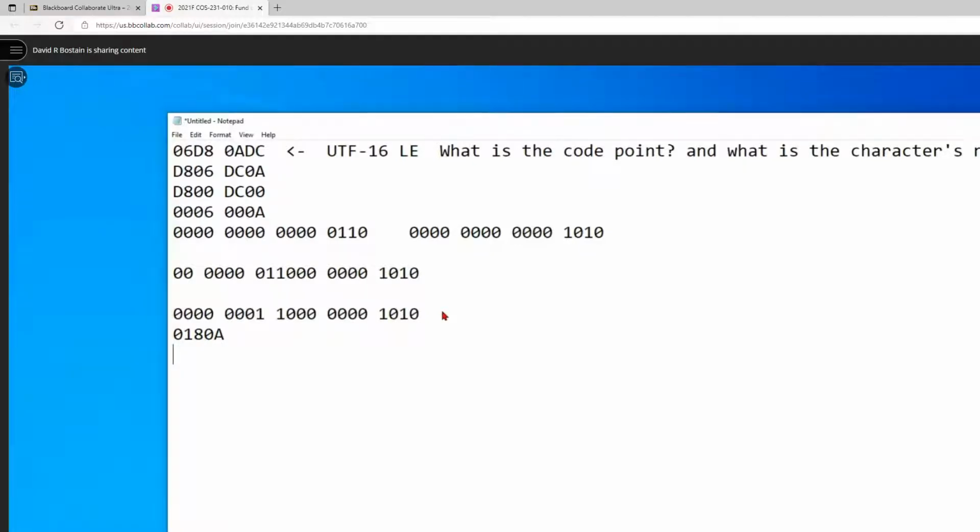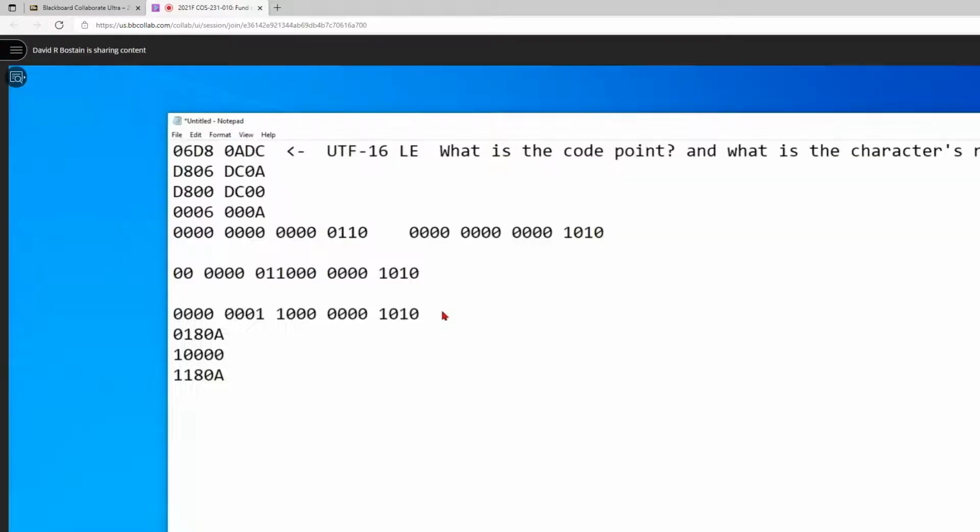Mohammed, what do you think? You add 1,000. Well, not 1,000. It's just a 1 at the start. We add a 1 plus 4 zeros. We add that number in, we get 1180A.